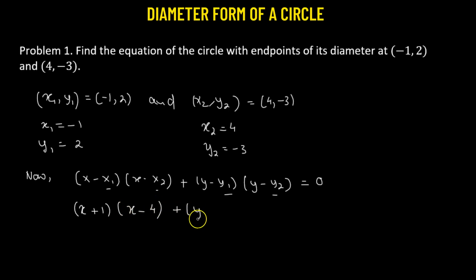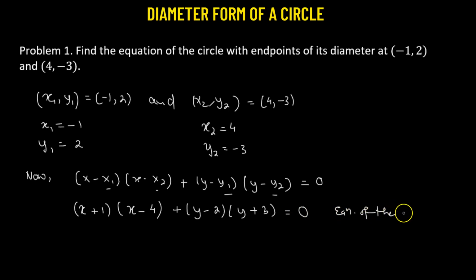Added to y minus y1. So y1 is 2, times y minus y2. y2 is negative 3, so y plus 3 equals 0. So this is the diameter form of the circle, or we can say this is the equation of the circle.